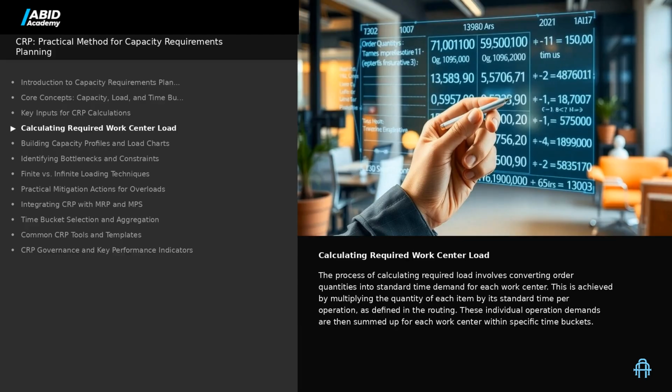Calculating required work center load. The process of calculating required load involves converting order quantities into standard time demand for each work center. This is achieved by multiplying the quantity of each item by its standard time per operation, as defined in the routing. These individual operation demands are then summed up for each work center within specific time buckets.